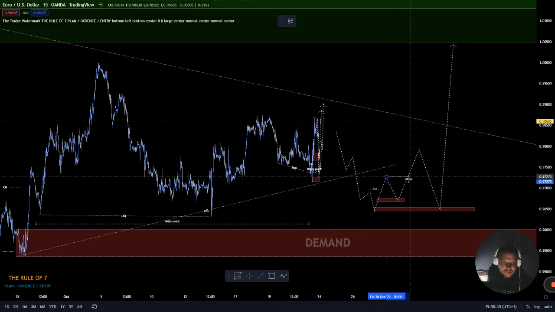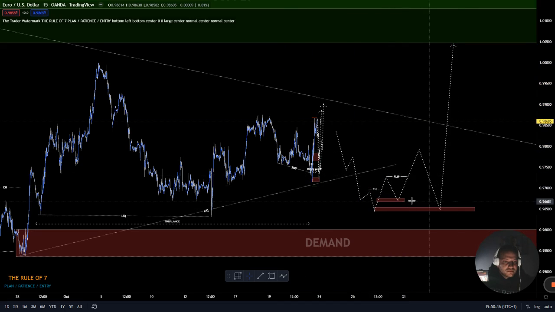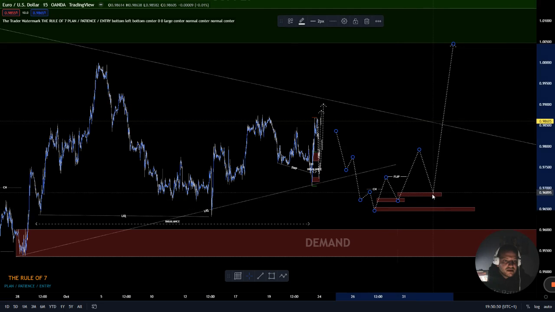Or you wait for the flip to happen, and then yeah, you can jump on that. If there's no imbalance there and this is the flip, then you can jump on the order block there, and then it will look like that.